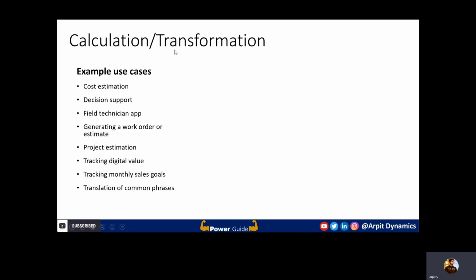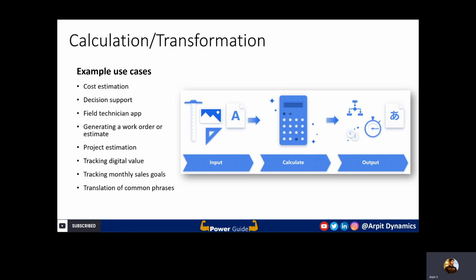First is calculation and transformation. If you have requirements like cost estimation, decision support, a field technician app, generating a work order, or project estimation, where you need to provide some sort of input, and you need to do some sort of calculation, and you are expecting some kind of output. If you have such a requirement, then you can always use the Power Apps for that purpose.